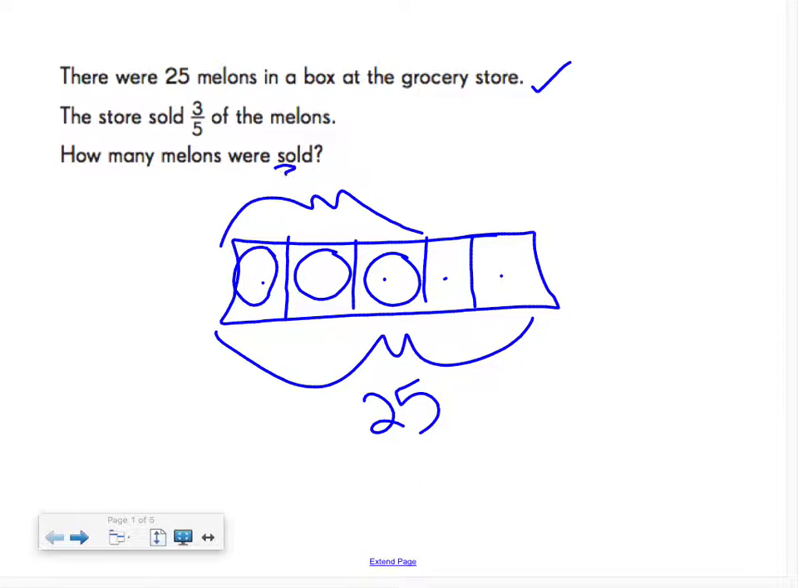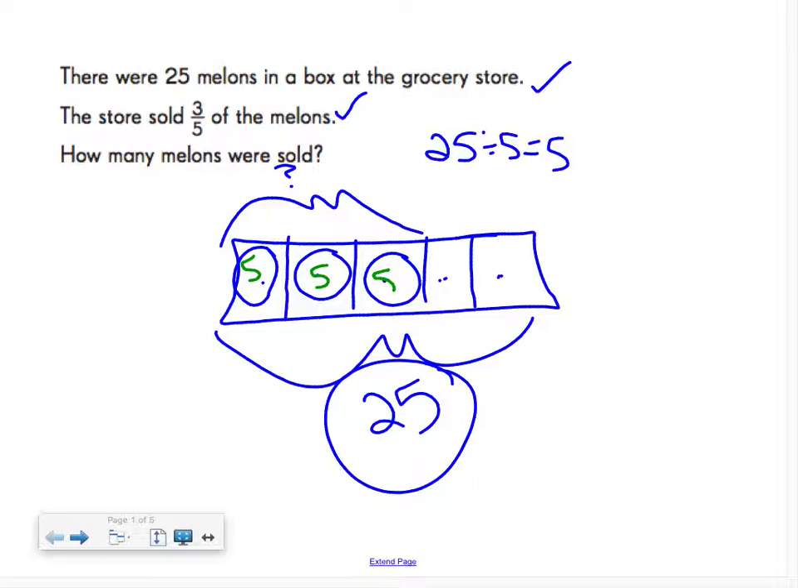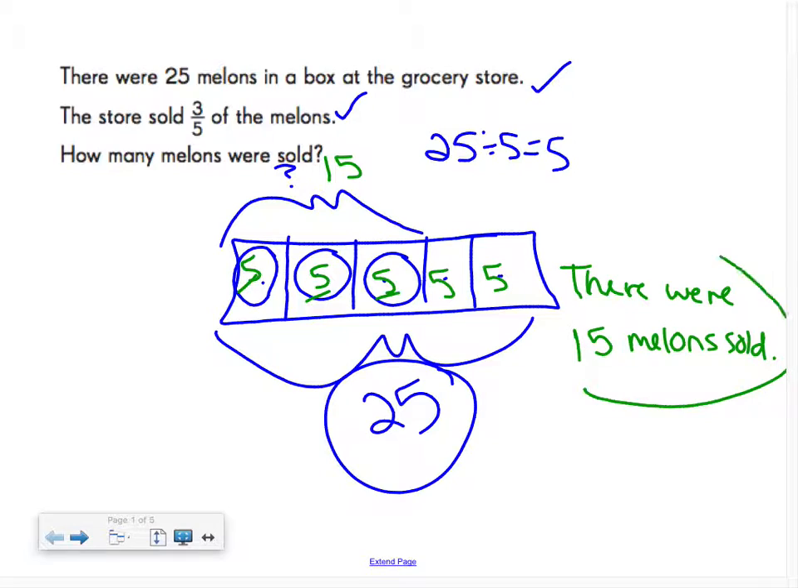And it's asking me how many were sold. So I'm trying to figure out right there where the question is, how many actually were sold. Now, if I have a whole, which is 25, and I'm trying to find equal parts, I know that I am dividing. If there's 25 and I'm dividing them into 5 equal groups, I know that 25 divided by 5 is 5. So that means inside each of these is a 5. Now, I'm worried about these 3, so if I have 5, 10, 15, that means that total, I would write in a sentence, there were 15 melons sold. And I would be done.